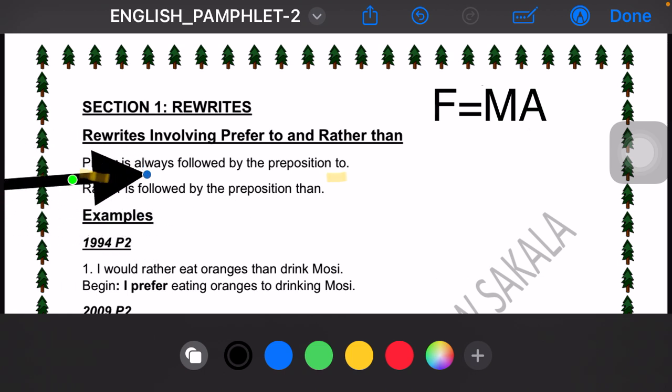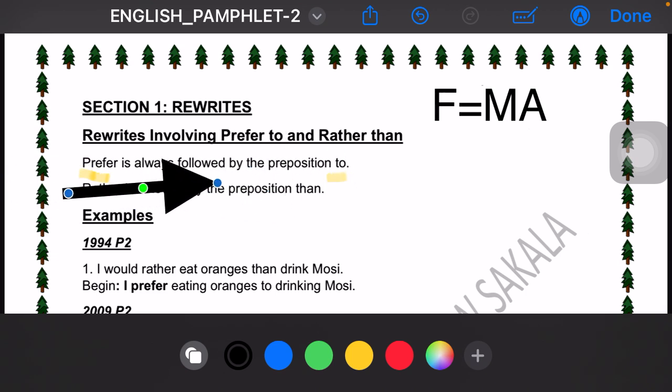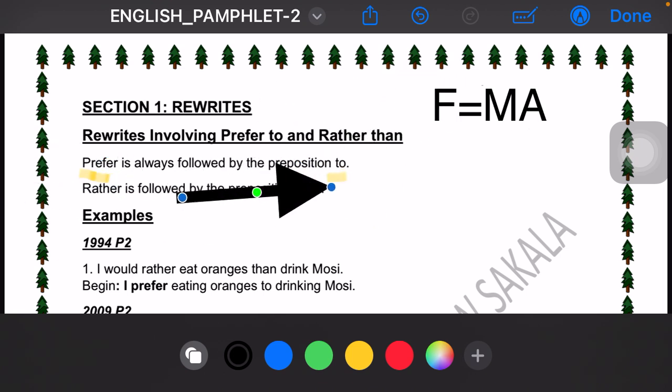Each time they ask you to start a sentence with prefer, just know that somewhere in that sentence you need to have to. Then you'll get that sentence rewritten correctly, because you have followed the rule which states that prefer is always followed by the preposition to. Same applies to this formula here: when you have these two, you always get force. Same applies when you have prefer and to in your sentence, that answer will be correct.